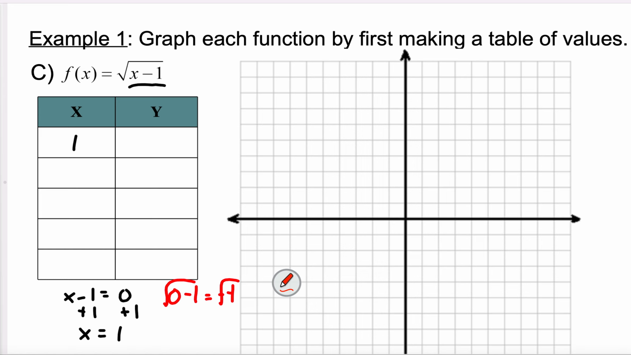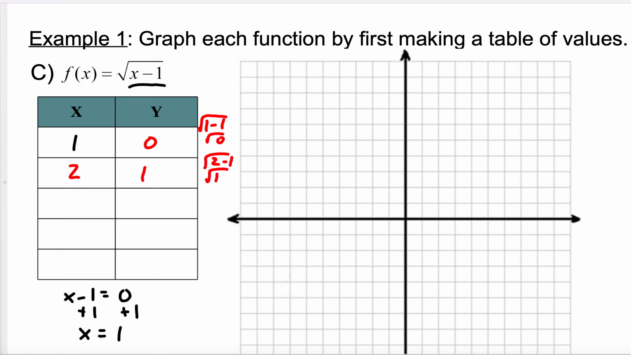So when I pick values that are larger than 1, so for instance here, I'm going to pick 2. If I plug in that one, I'm going to go 2 minus 1 is 1, and the square root of 1 there is 1. And I also have to go ahead and substitute the 1 in up here. So 1 minus 1 there is 0. The square root of 0 there is 0.